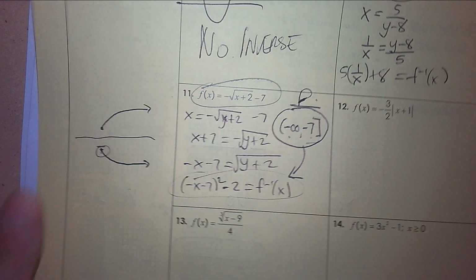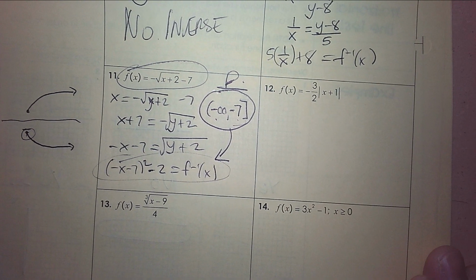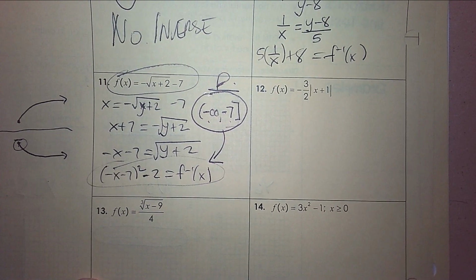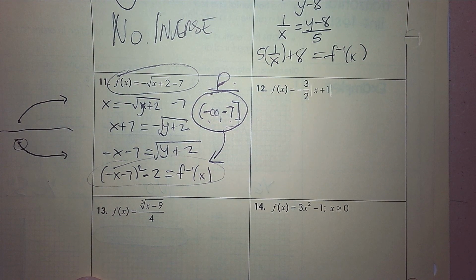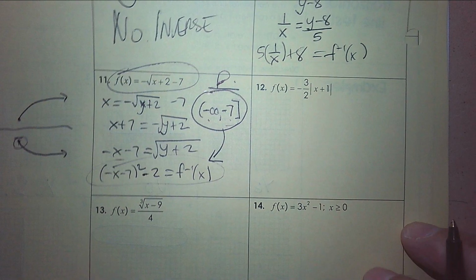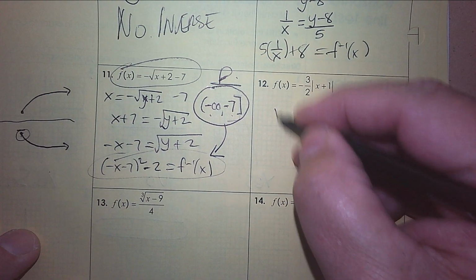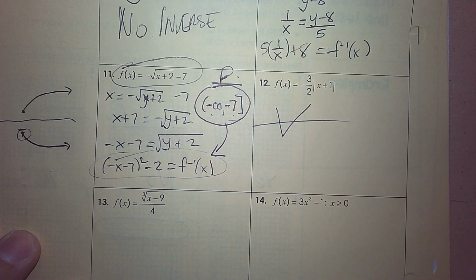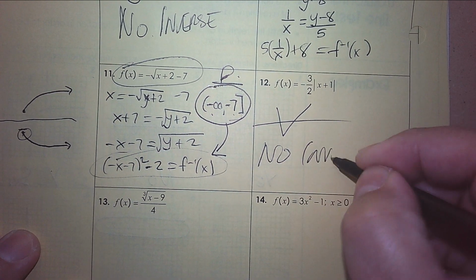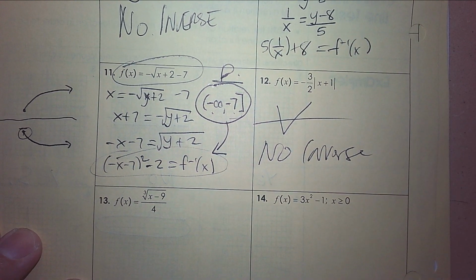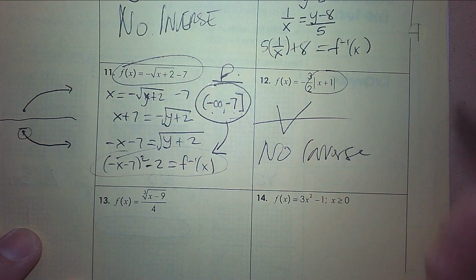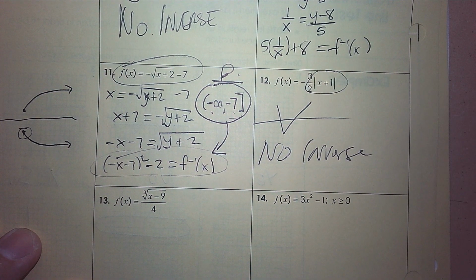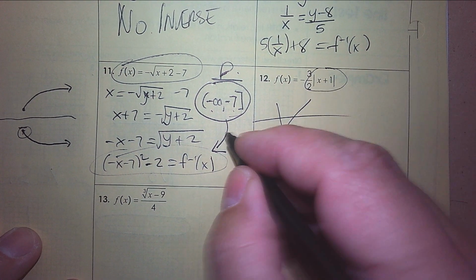All right, number 12. What's the first thing I ask myself? I ask myself, will it pass the horizontal line test? Is it a function that has an inverse? No. And so what I picture is the picture. It's a V shape. Absolute value looks like a V. It fails, doesn't it? No inverse. Do you know what absolute value looks like? Like a V. Does a V fail or pass?